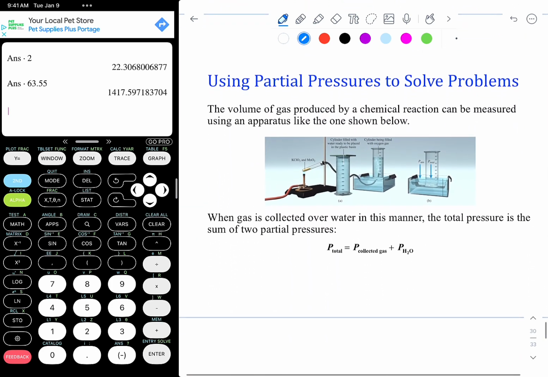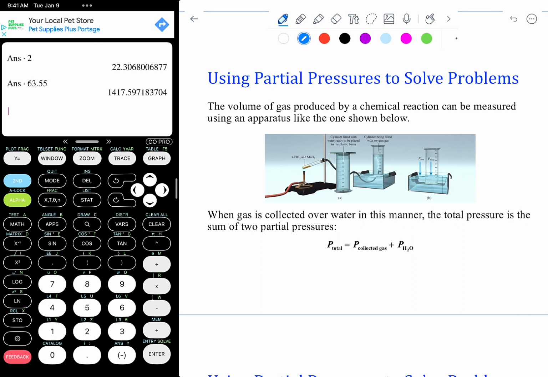We can also use this concept to use partial pressures to solve problems. So when we're in an actual laboratory and we want to determine the volume of gas that can be produced from a chemical reaction, like the one we just saw, the volume of the gas can actually be recorded by trapping that gas in a piece of glassware that can measure volume, right? Volume can apply to liquids, but it can also apply to gases. You just have to be a little creative about it.